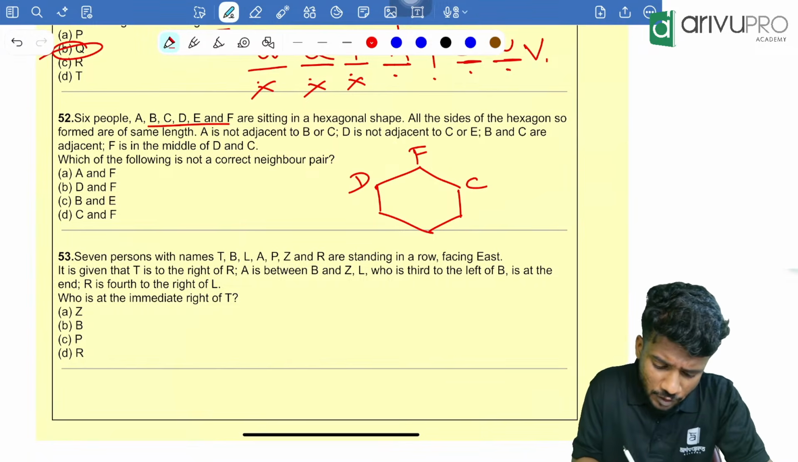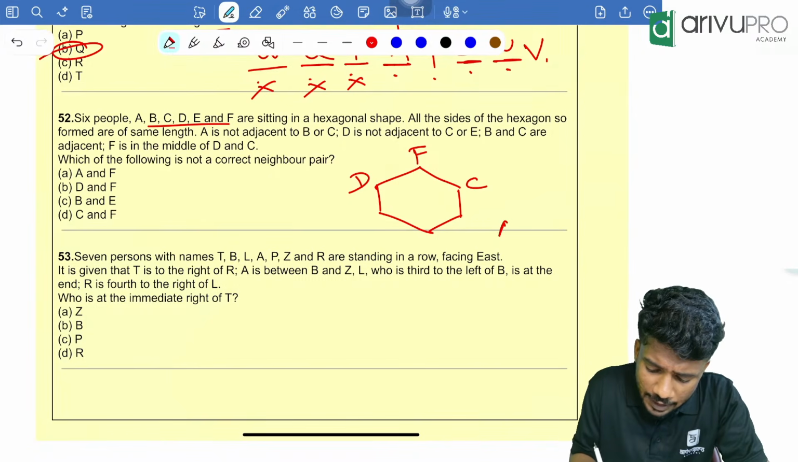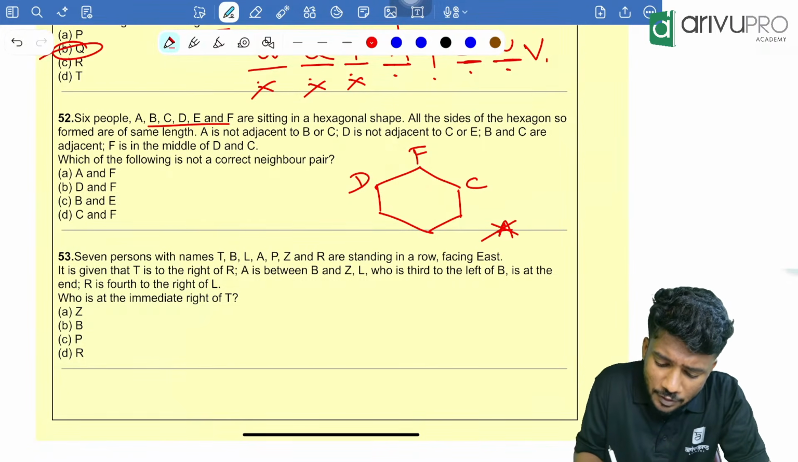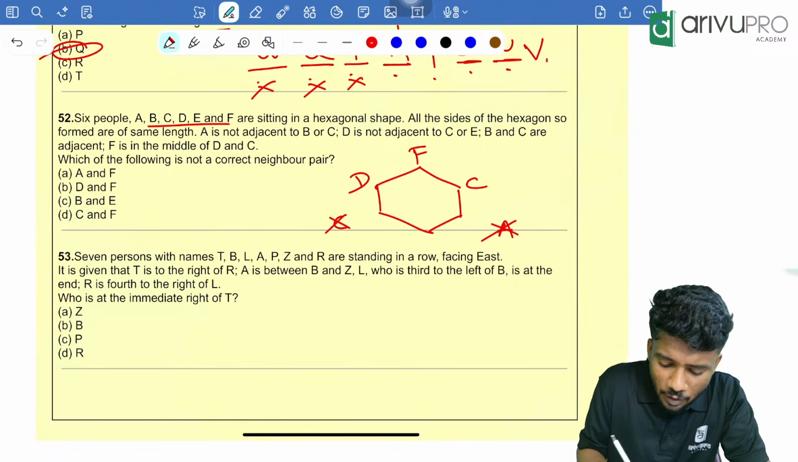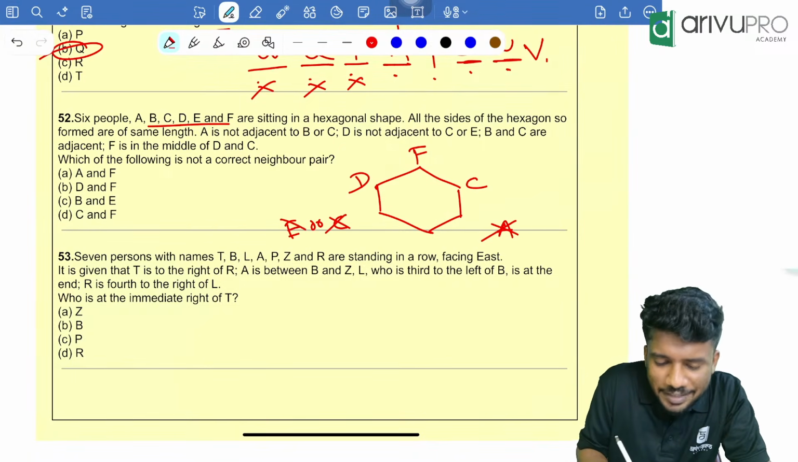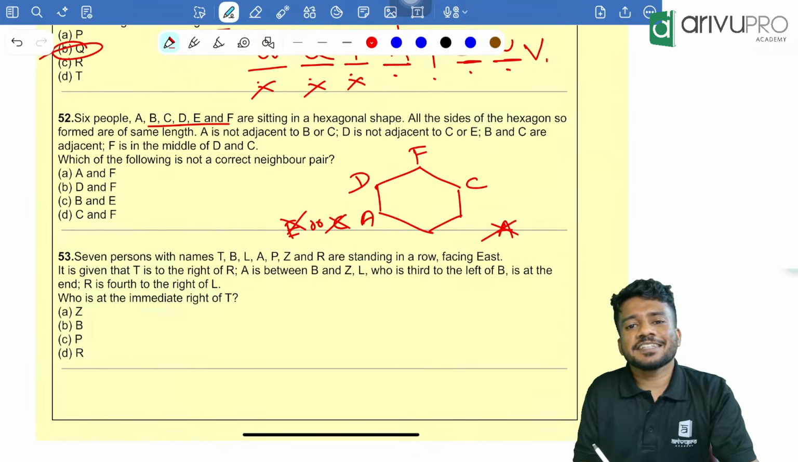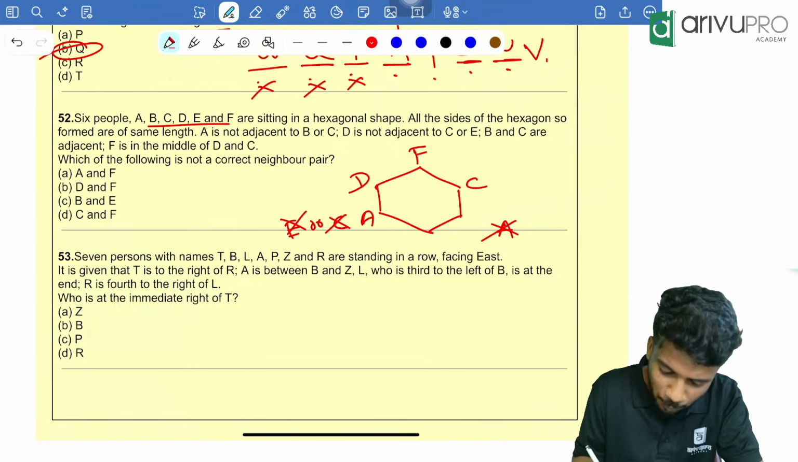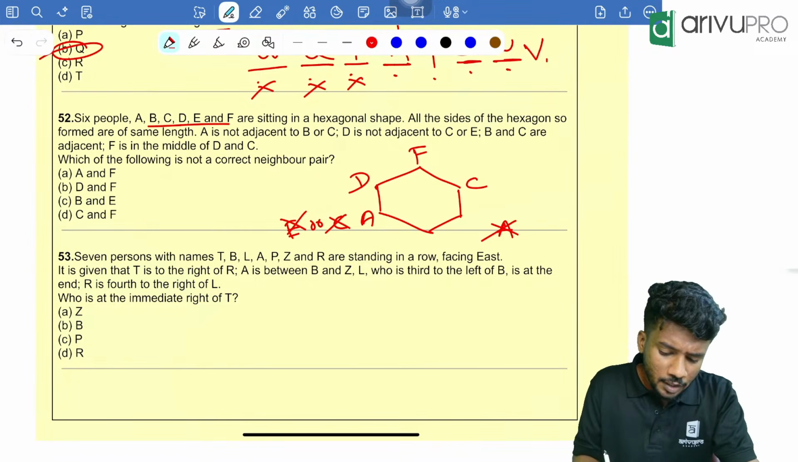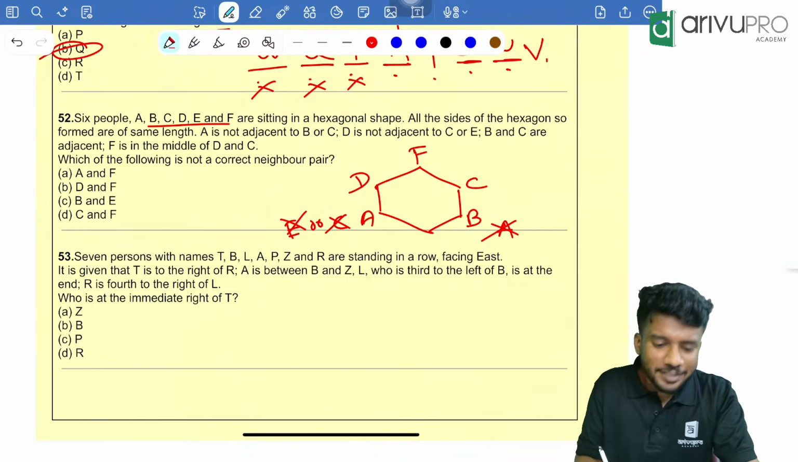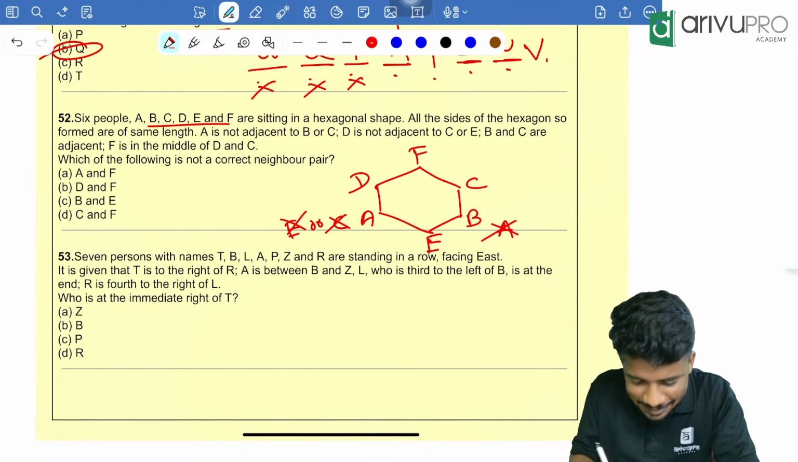Then what else is given over here? A is not adjacent to B or C. That means A cannot sit over here. Then A cannot sit over here. D is not adjacent to C or E. That means C or E can't sit over here. That means who can sit over here? A can sit over here. Then next possibility is what? B and C are adjacent. That means B should be over here. Now who is remaining? E is remaining.